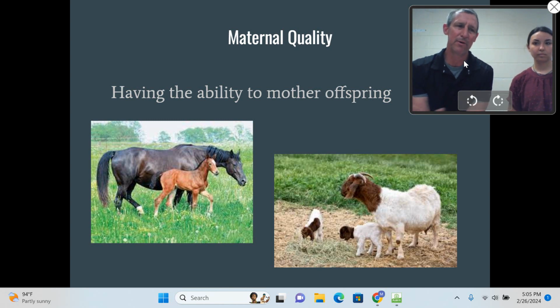We want them to be able to do it on their own. We want them also to be able to milk their babies and raise them quickly without us having to supplement them or anything like that. And so them protecting their offspring as well, out there on the ranch, open land, there's coyotes, there's lots of predators that could harm babies, and a mother will have the natural instinct to protect the babies and keep them safe. So maternal quality is a really big term that we use in agriculture whenever we're talking about how good a mother, a particular horse, cow, goat might be.